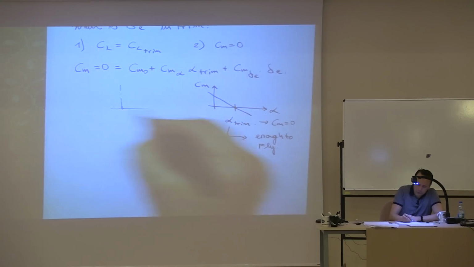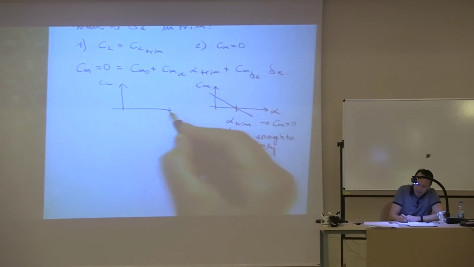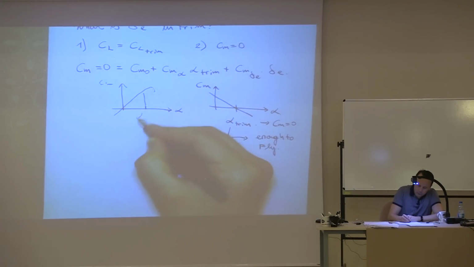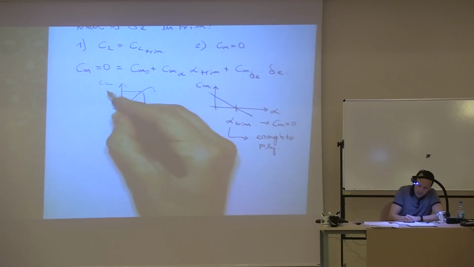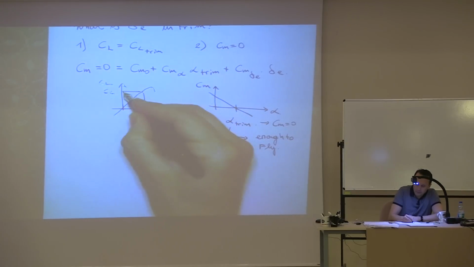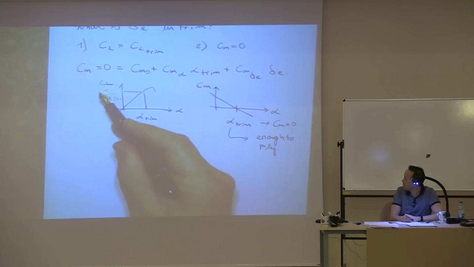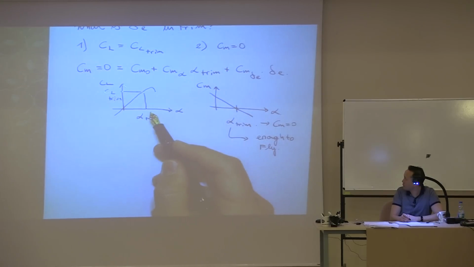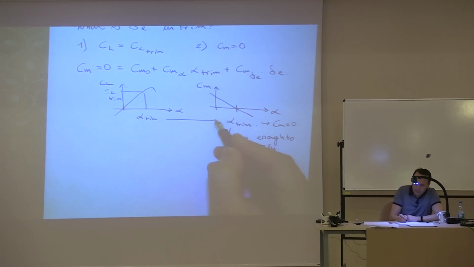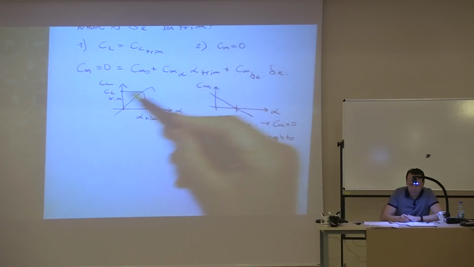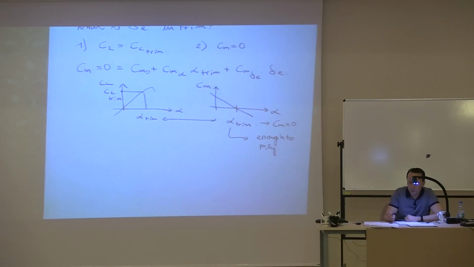Because alpha trim is also this, right? CL alpha. And let's say this is alpha trim, and this is the CL that you need to fly. You need CL at alpha trim to fly, and so these two alphas must be the same. It should give you enough lift to fly. It should also put your moments equal to 0. So you need to solve this together in order to find that position.